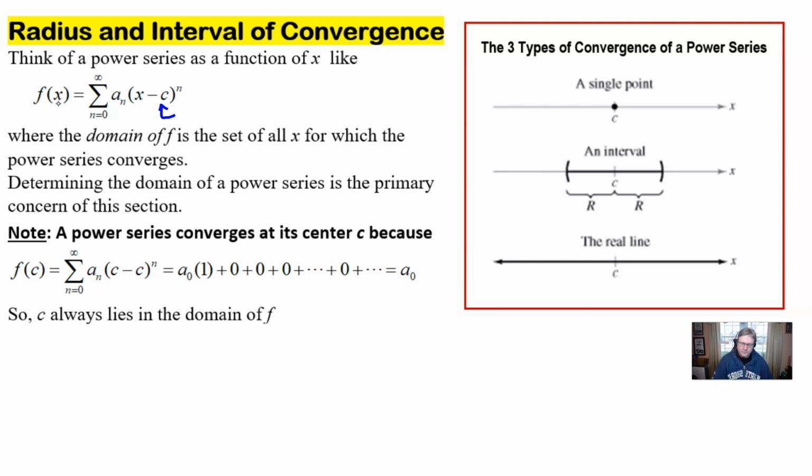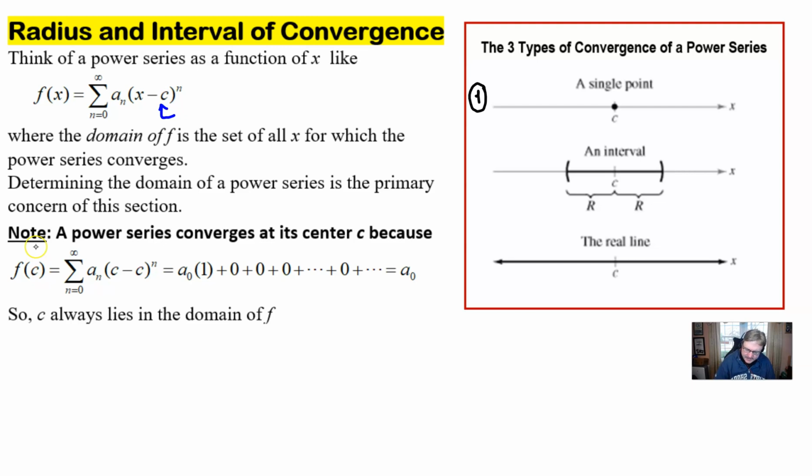And we really have three different kinds of things that are going to happen. A power series will converge, possibly at a single point. It's not a very good power series if that's the only place where it's reliable, but sometimes it happens. And that place is always going to be where it's centered.